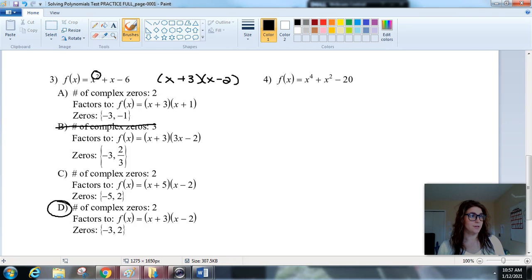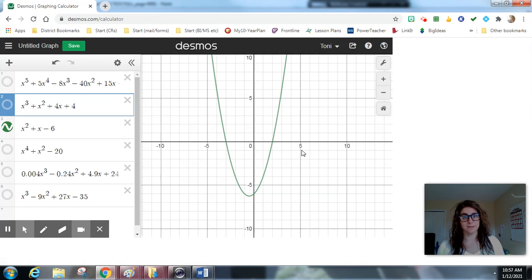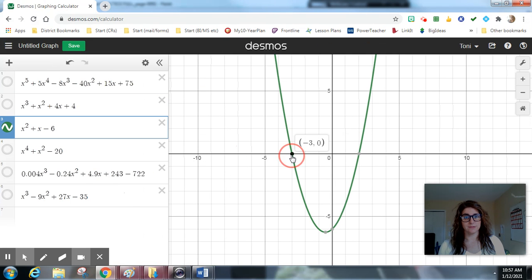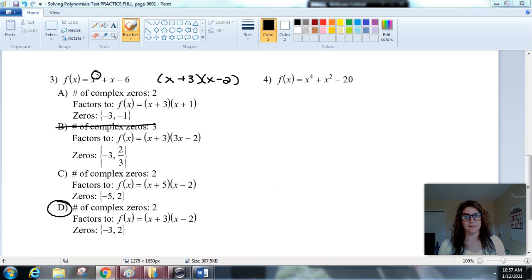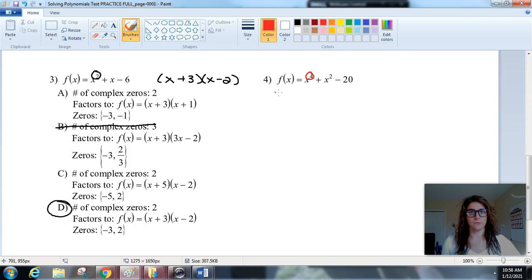If you want to use the graph to help you out, there it is. I can clearly see my zeros, negative 3, positive 2, and I can use that again to get my answer. Okay. Number 4, just like the first one, now I got to do a little bit of extra work here. So I'm going to ask you how many zeros. So clearly there's 4.